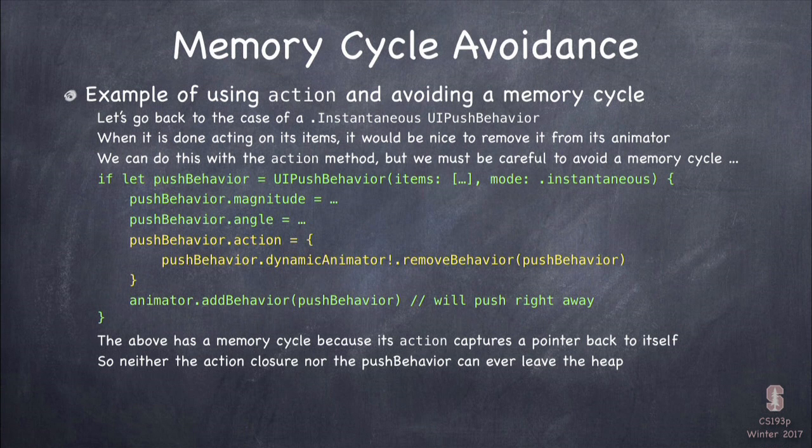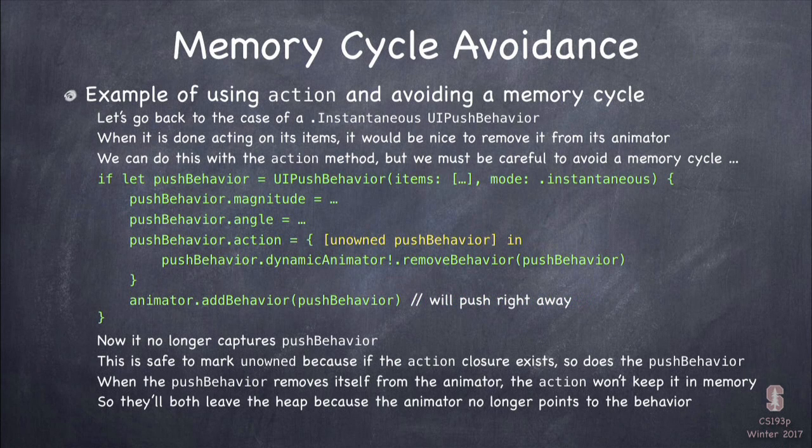I bring this example up because it shows a way to break a cycle that we haven't really shown an example of, which is to use unowned. We don't need to do weak self here, and in fact we wouldn't, because we know that inside this closure, push behavior can never be nil. It could never be outside the heap, because we're in the action method of that push behavior. The only reason we'd be here is because we just pushed with that push behavior, so it couldn't possibly be out of the heap.